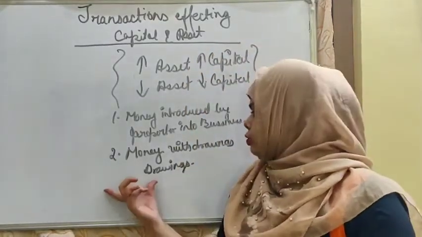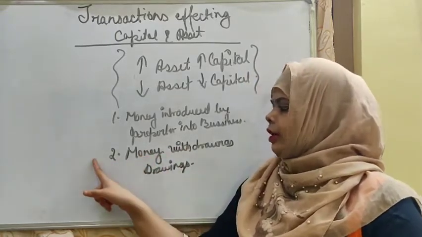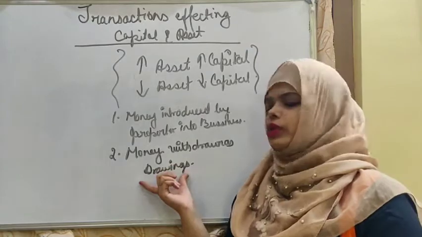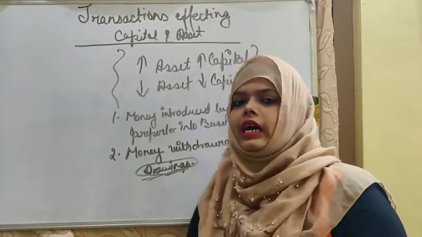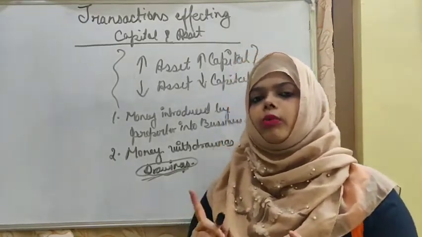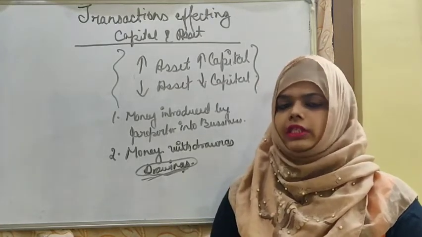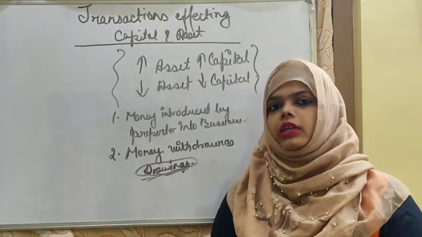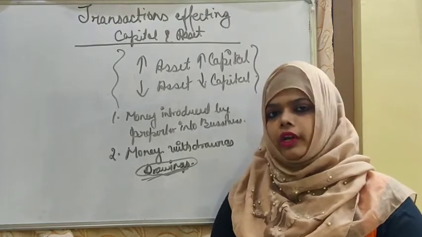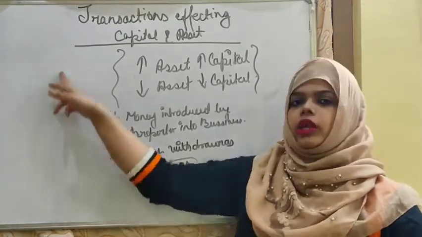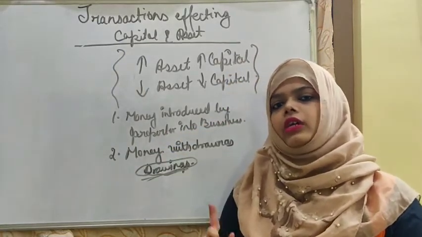Now, money withdrawn as drawings, what does it indicate? It means money, in cash or kind, withdrawn for drawings. What are drawings? Drawings are money withdrawn for the proprietor's personal use. It is not related to the business or any business transaction, but the money withdrawn by the proprietor for his personal use is termed as drawings. So this transaction will also affect the asset and the capital part of a transaction in an accounting equation.